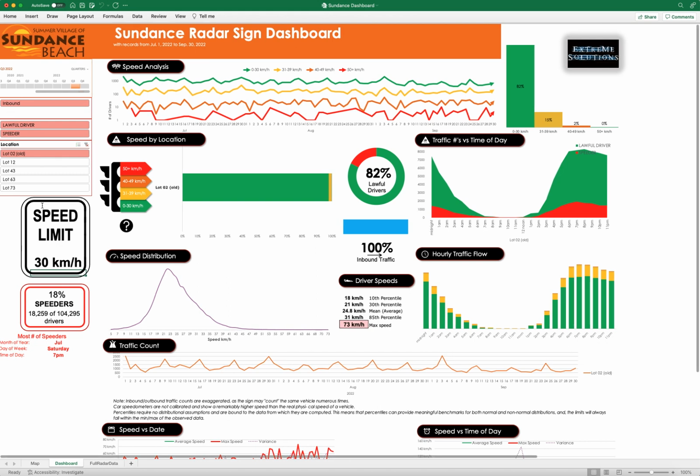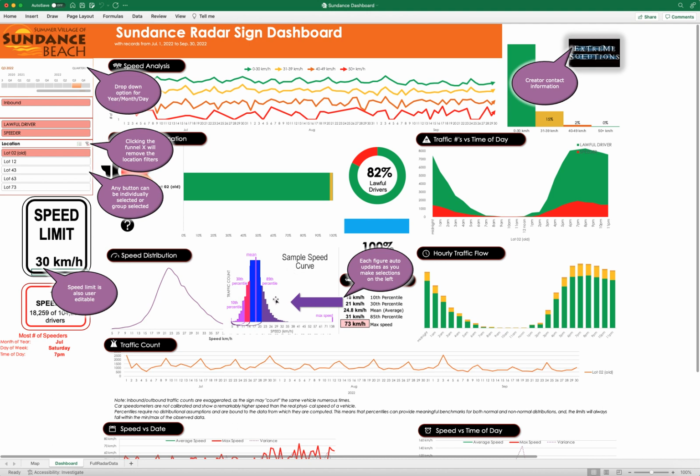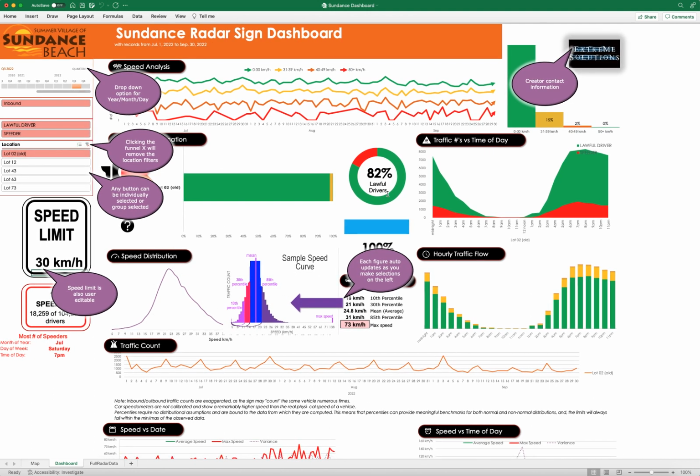I hope that demonstration was useful. And if you have any questions, you can click on the question mark and a little help will pop up. It'll tell you about what can be modified, the speed limit, the bell curves, and how these actually look on the chart, and the creator information if you need to contact us with any questions.